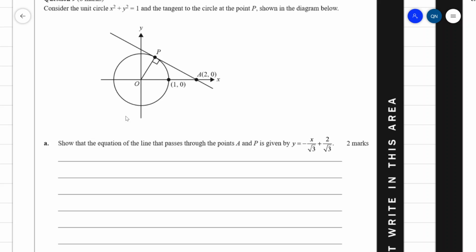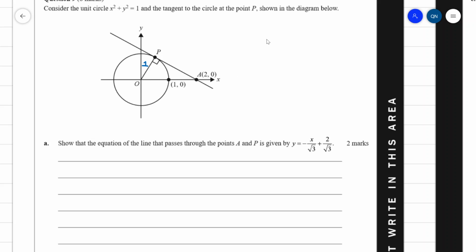This is a unit circle. So what do we know about a unit circle? The radius is 1, so the side length along the triangle there is 1. And we also know the hypotenuse of this triangle as well. It's going to be 2, because the x-intercept is at 2.